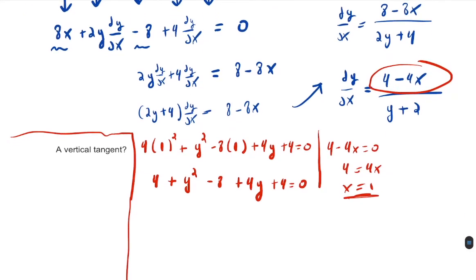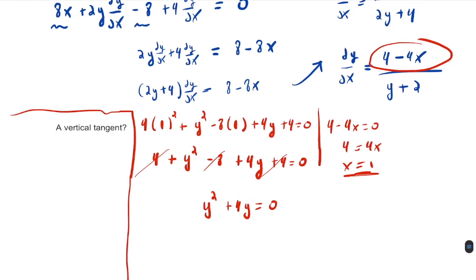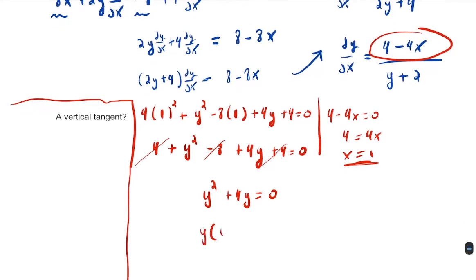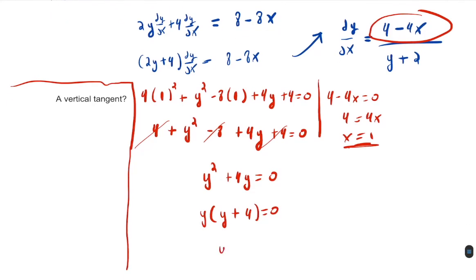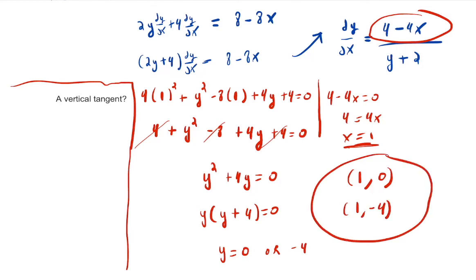Working this all out, the 4 and the negative 8 and the 4 make 0. So we want to know, when does y squared plus 4y equal 0? Well, that's going to be y times (y plus 4) equals 0. That means y equals 0 or negative 4. So our two solutions here would be (1, 0) and (1, negative 4). Those will be our two solutions here.